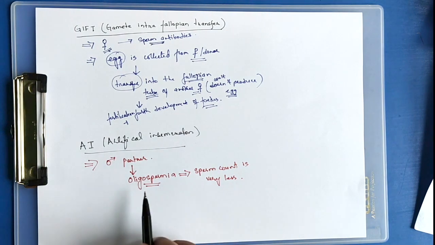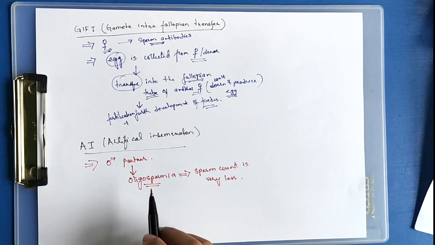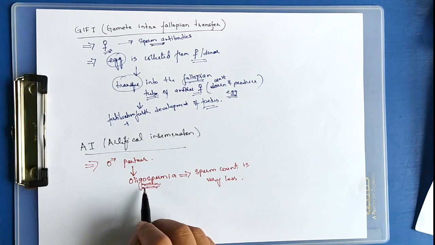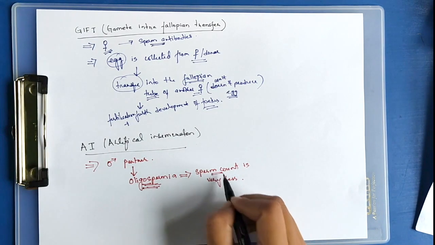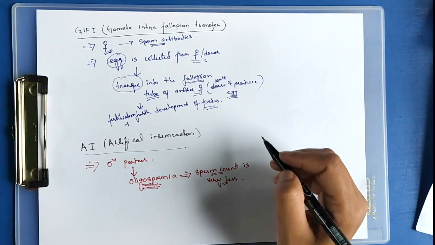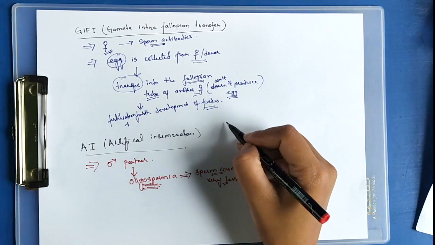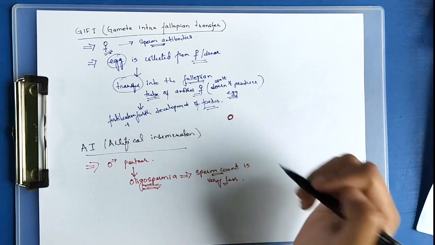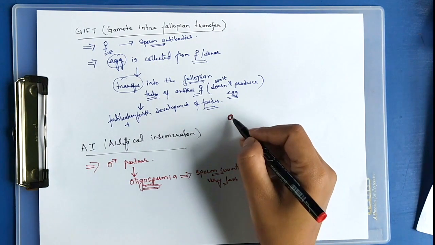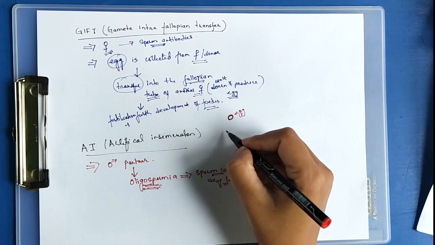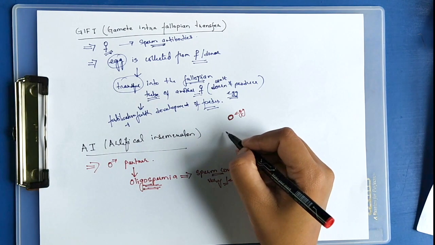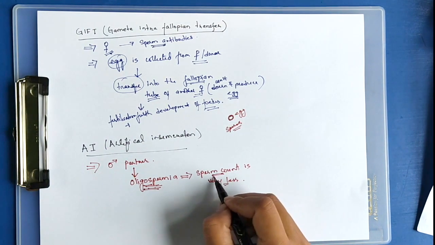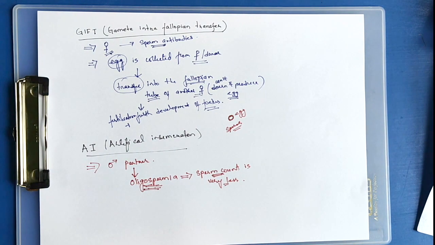If male individuals are suffering from oligospermia, their sperm count is very low. In females, one egg is produced by one ovary. In males, in one ejaculation, millions of sperms are produced. Here, in oligospermia, the sperm count is low, so it cannot get fertilized with the egg.